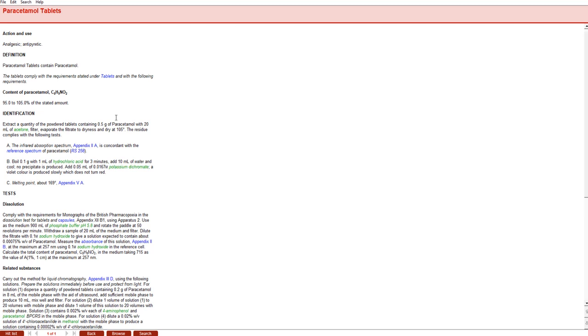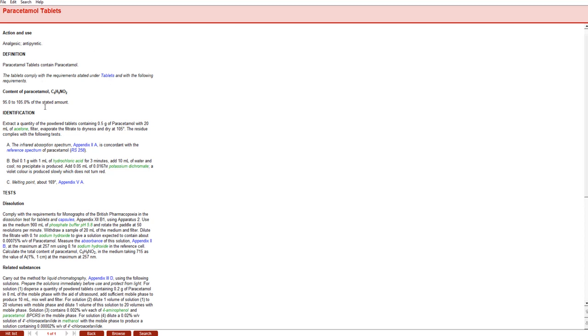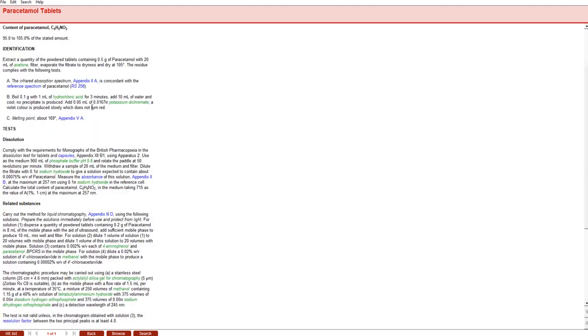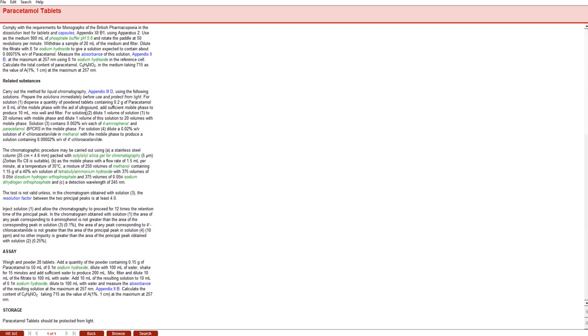And the maximum should be 525. Okay, in order to be between 95% and 105%. So how do I do this test? How do I do this test to analyze the drug? If you go to assay, you will see the assay: weigh and powder 20 tablets. Then I will tell you, it tells you about how to do the analysis and do the calculation. Okay?